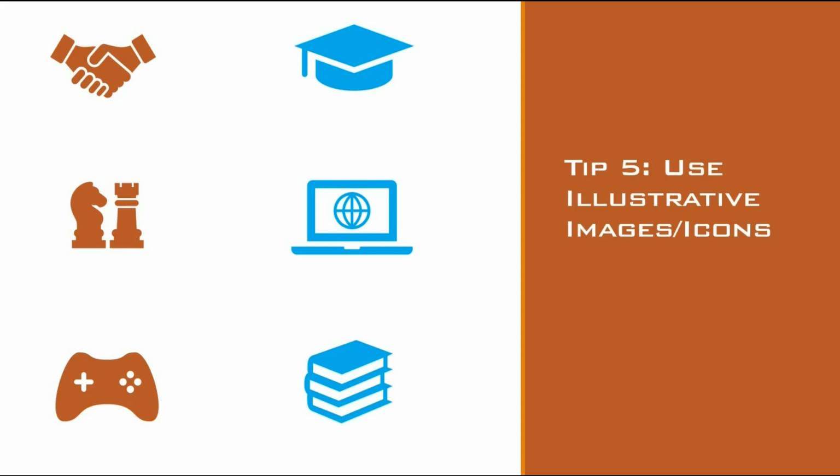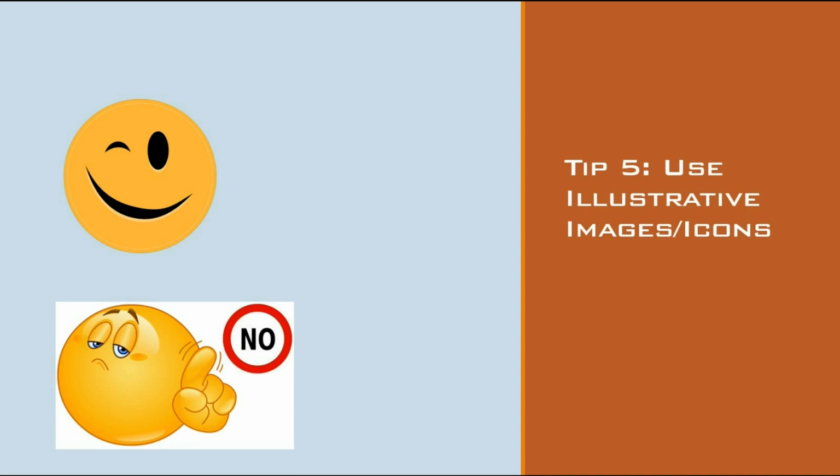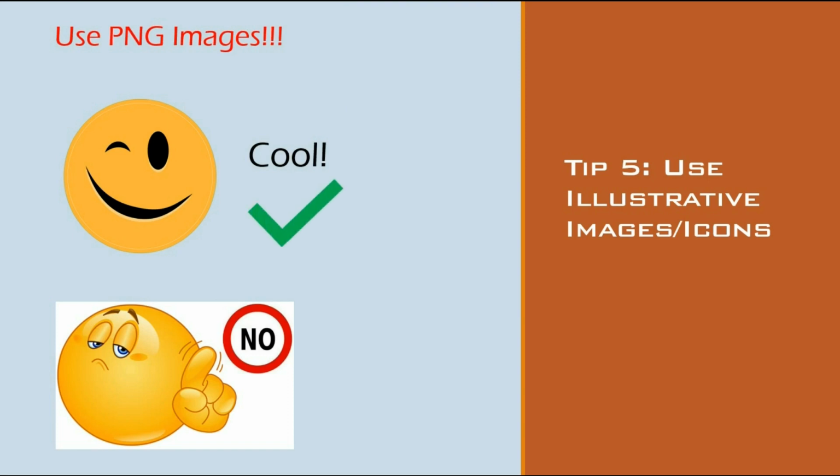Here's a slide containing icons used to show different categories of ideas or objects: business, education, strategy, technology, and so on. The best format of images to use is PNG because of their transparent nature. That's right. They can blend on any background color nicely.